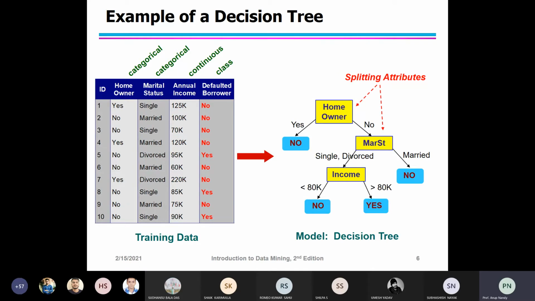Now whenever you find a leaf node, if it is a label, here you can find no, no, yes, no. So these are all leaf nodes. The leaf nodes generally have class labels. This class label is associated with a leaf node, and then it is assigned to a particular record.